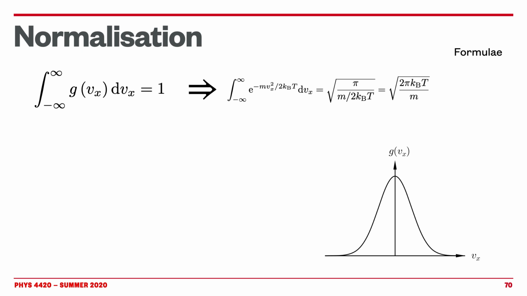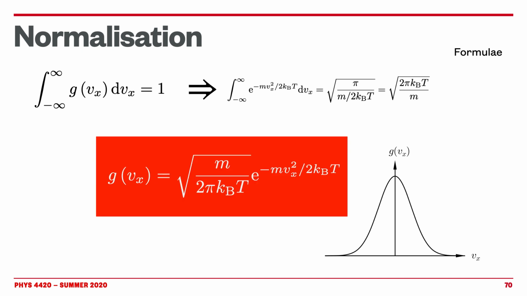So all I have to do is divide by this integral, and I end up with this equation, which is a very important equation. Of course, it's going to give me the probability density of finding a particle. So g(vx) times dvx will give me the probability of finding a particle, a molecule of monoatomic gas, between Vx and Vx plus dvx. So this comes directly from the Boltzmann distribution.